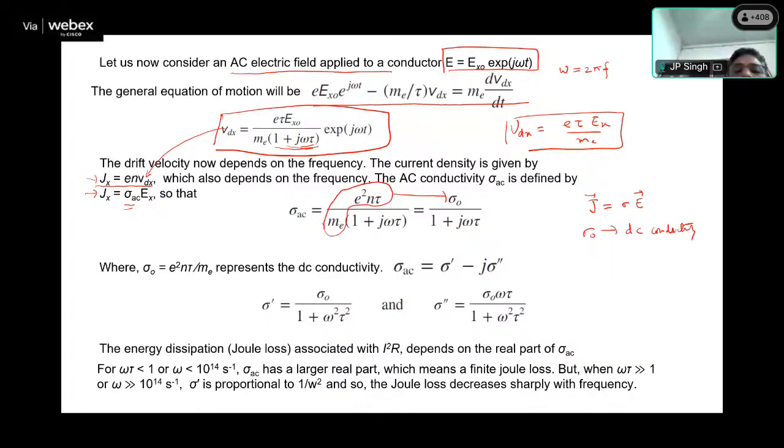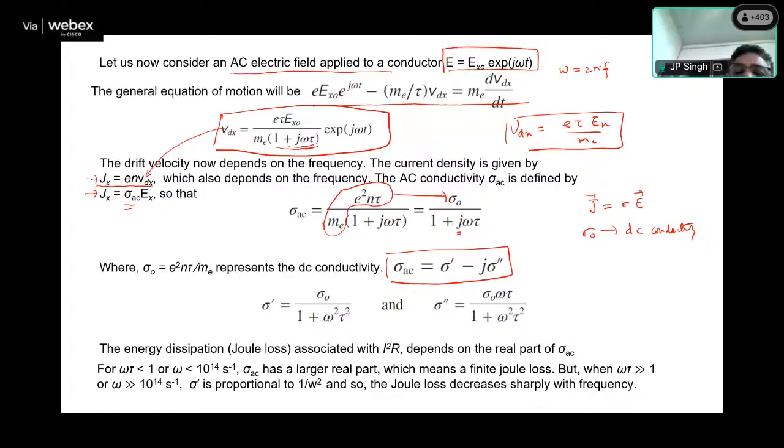This is a DC conductivity. So you see, my conductivity under the AC electric field depends on the frequency of the applied electric field in this fashion. Now I can just write down, because j is a complex number, the total conductivity as a real part and an imaginary part. So I can divide it into sigma prime and sigma double prime. Sigma prime is real, sigma double prime is the imaginary part.